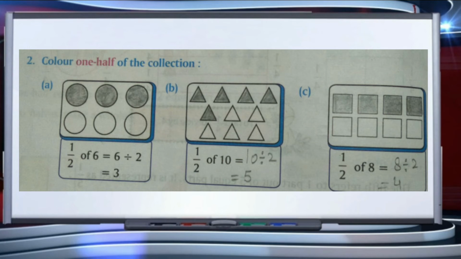Then B part is 1/2 of 10. 10 divided by 2 will be equal to 5. So we have to color any 5 triangles over here. In C part we are having 1/2 of 8. That means we have to divide 8 by 2, and 8 divided by 2 is equal to 4. So we have to color only 4 squares over here in this picture.